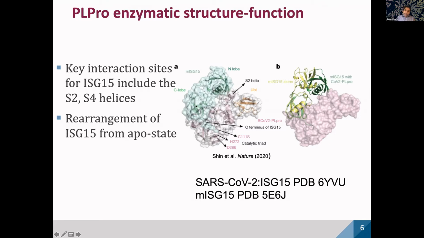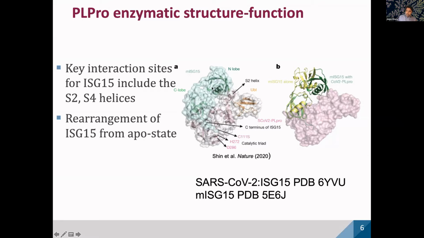And you can see that the ISG15 protein, if you look at the structure of this protein by itself, this second domain, which comes in and latches on to this S2 helix, is apparently in a different state in the apo structure. So it has to rearrange in order to bind to this particular S2 helix. And so this rearrangement from the apo state was observed. And there are key interactions that I'm not showing the details of, but you can see them in this paper, with both the N lobe or the N terminal domain and the C terminal domain of this ISG15 protein, right?